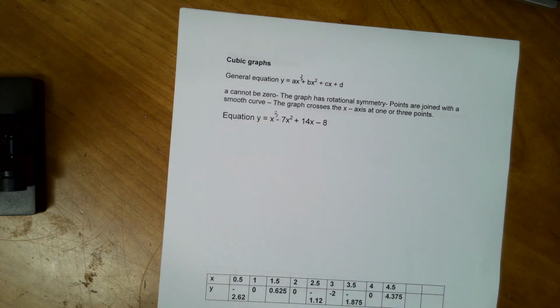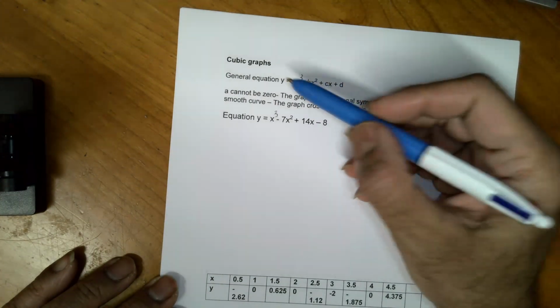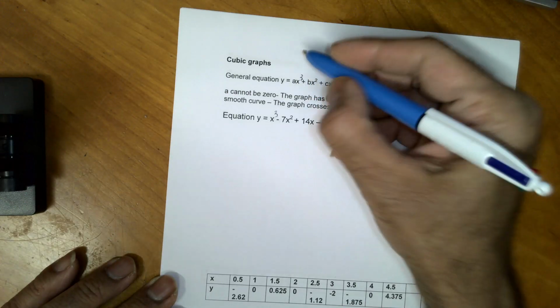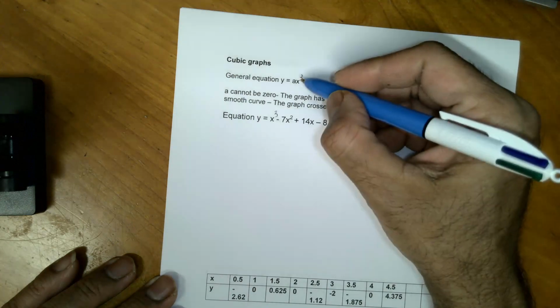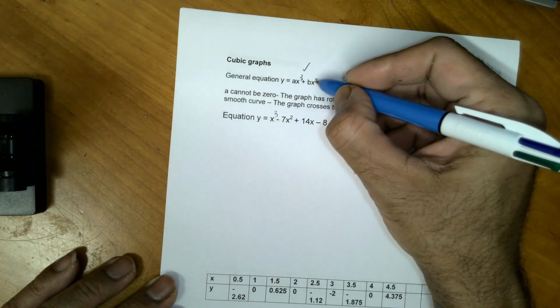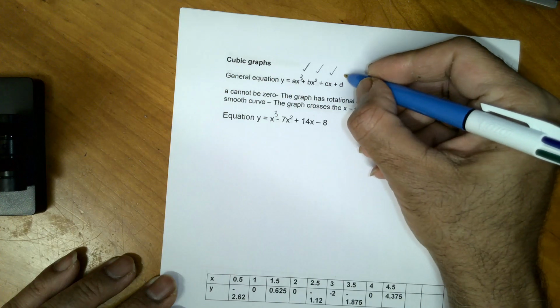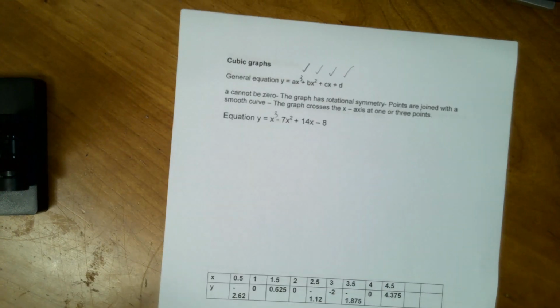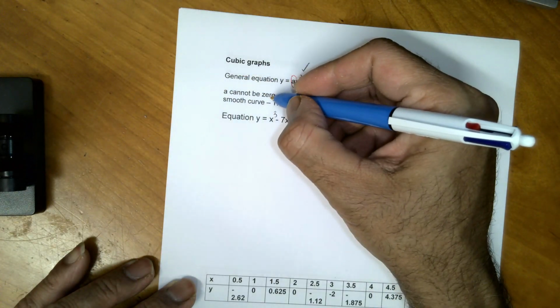So the next one is a cubic graph. The general equation for the cubic graph is y equals ax cubed. The previous one was just squared, but this is a cube. Plus bx squared plus cx plus d. Again, a is a number, and a cannot be 0.